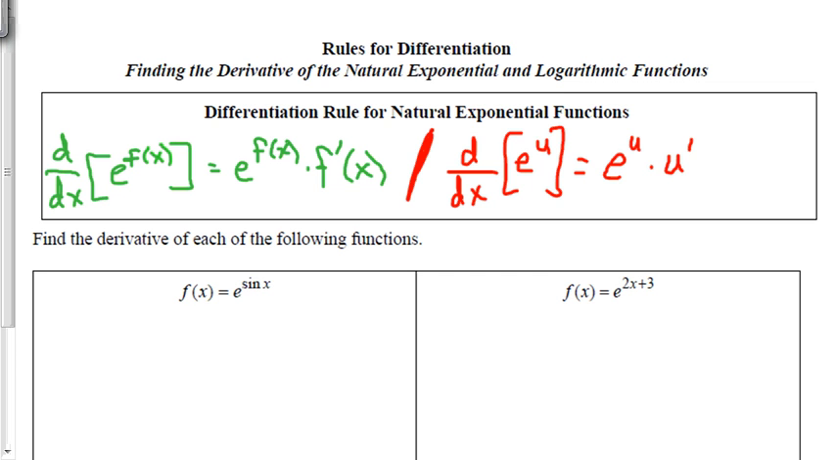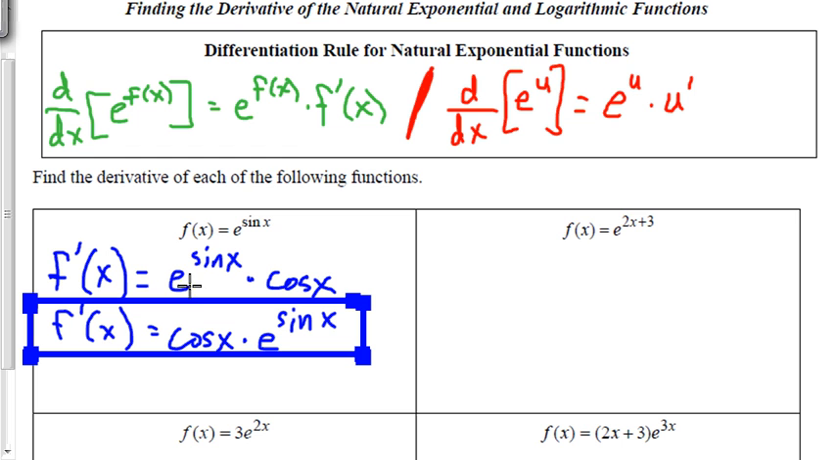All right, let's try some of these. And you can stay one or two steps ahead of me if you want, and then check them. Okay, for this one, you just leave e to whatever power it is, so e to the sine x, times the derivative of the exponent, and the derivative of sine x is cosine x. So that's our answer, and then we just rewrite it so that it's cosine x times e to the sine x. Again, just change the order that you're multiplying.